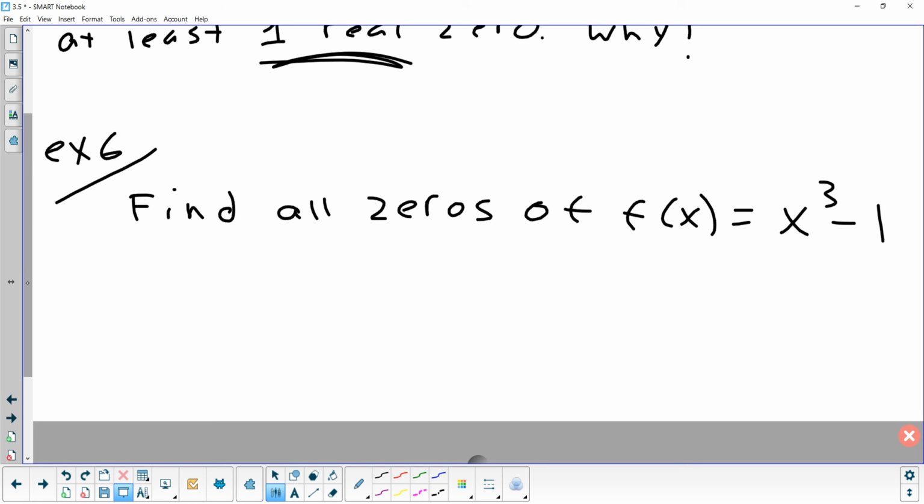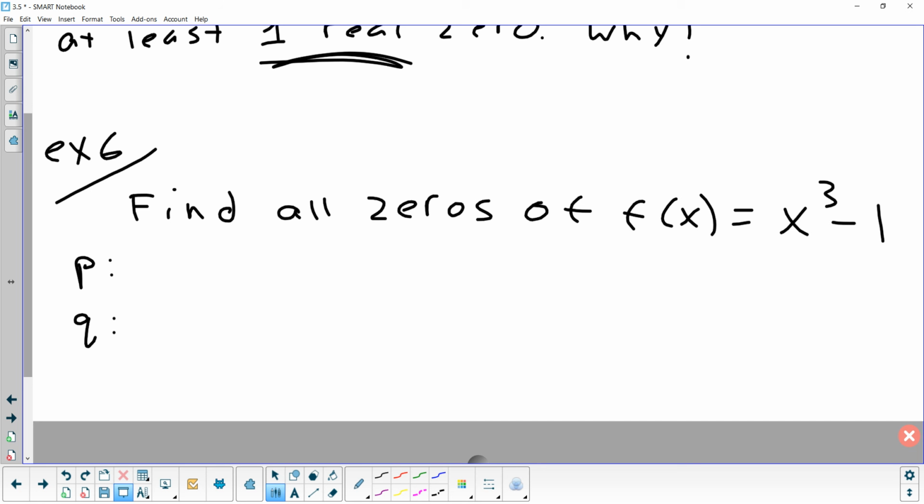I don't just want to sit here and start guessing every number I can think of. That's going to take a long time. So how do we get a list of possible numbers? Yep. Have to use rational root theorem. Now I can already tell the answer is 1. Just because it's not that hard of a problem to look at and say, oh, 1 to the 3rd power minus 1 is 0. But let's pretend that it wasn't as easy as just looking at it and guessing that 1 works. So let's start with P and Q.